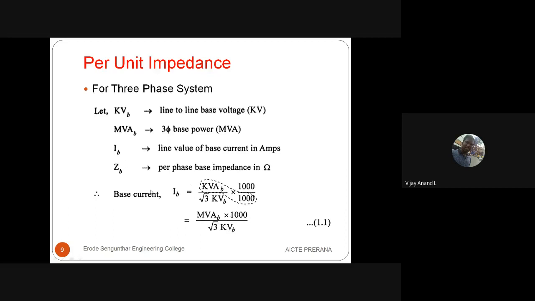So here also we have to find out the base current. So IB is equal to KVAB divided by root 3 KVB. Here, what is the difference between single phase and three phase? This root 3 has to be implemented in the three phase, whereas in single phase there is no need of root 3. So finally, we will get IB is equal to MVA into 1000 divided by root 3 KVB. We will take this as equation number 1.